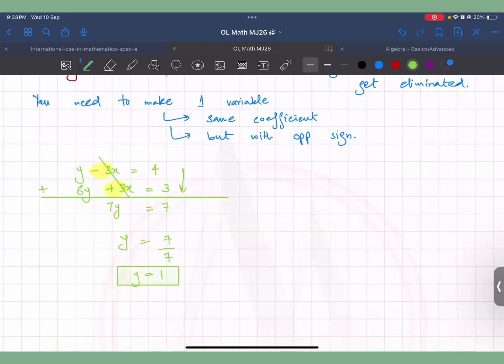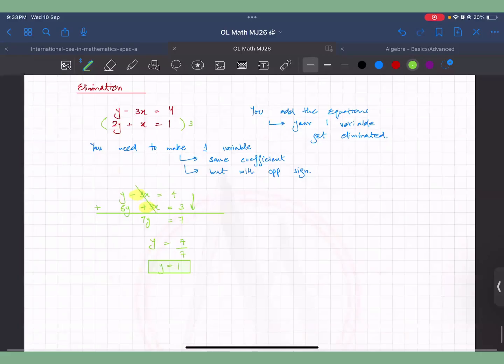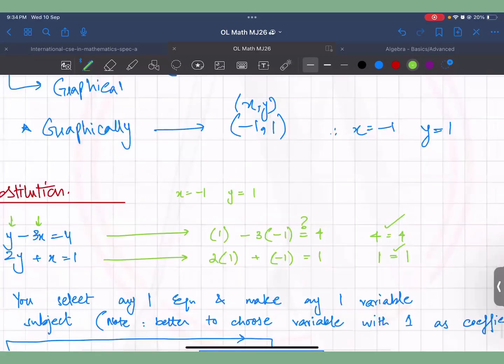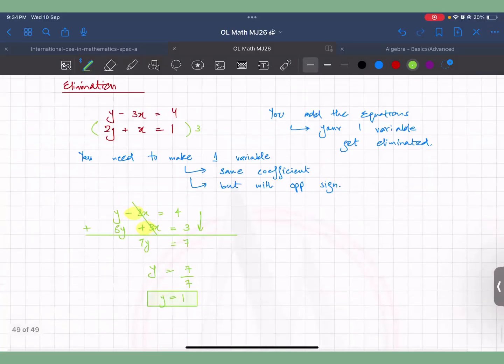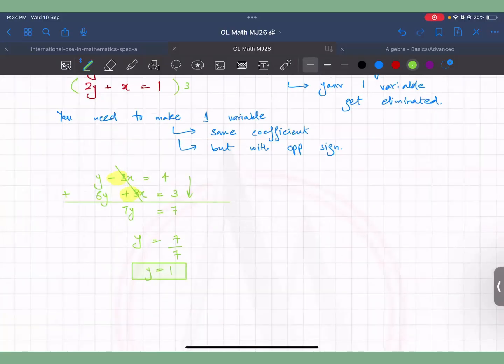वही आंसर था ना हमारा 1. y का आंसर 1 था ना. हाँ, look, y was 1. So you got the same answer. Then और सर आपको कैसे पता प्लस ही करना है?